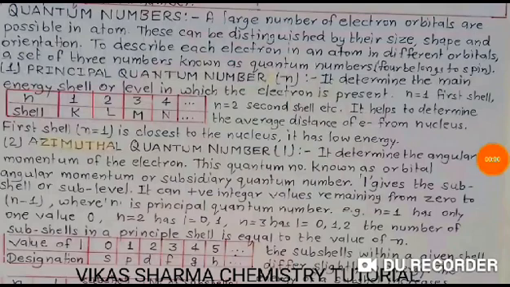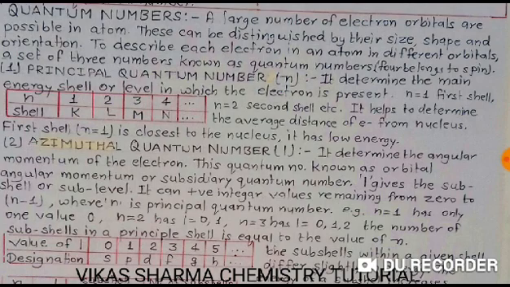Good morning, students. Today's topic is quantum numbers. A large number of electron orbitals are possible in an atom. These can be distinguished by their size, shape and orientation. To describe each electron in an atom in different orbitals, a set of three numbers known as quantum numbers is used.